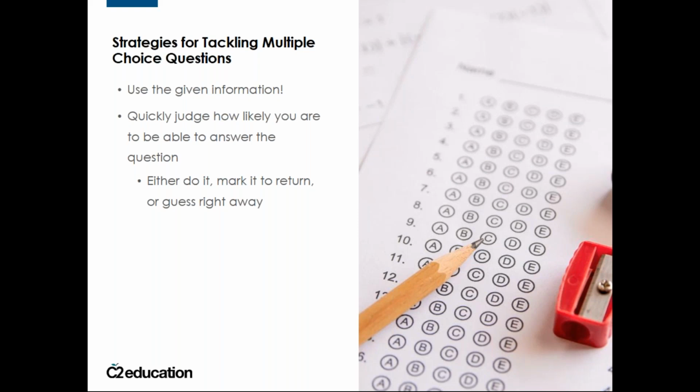Or say, you know what, I'm going to come back to this if I have a bit more time, and mark it to return. Or if you have no idea whatsoever, guess right away. Don't wait. Spend your time on the questions that you can do rather than those you're scratching your head over. Again, no guessing penalty. That means answer every single question. There should be no blanks.